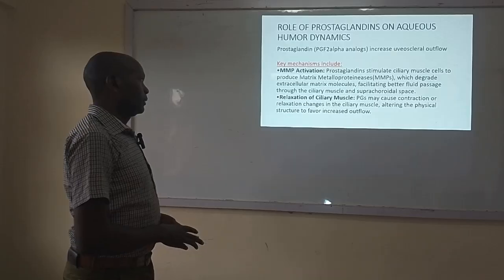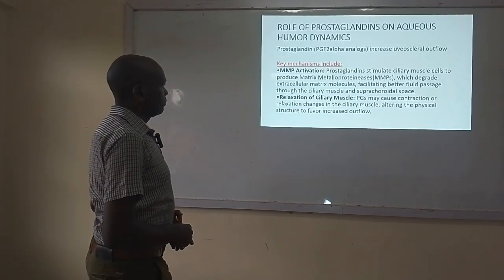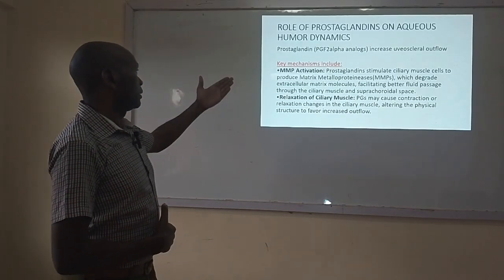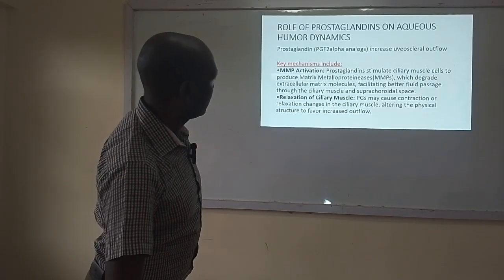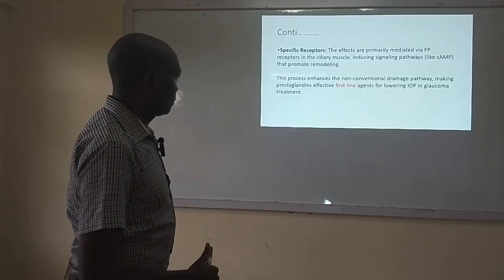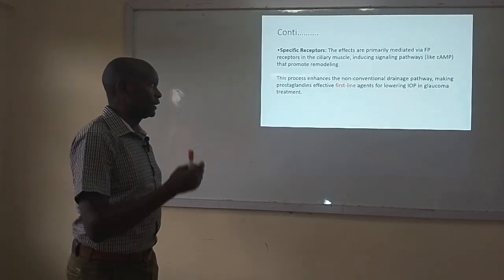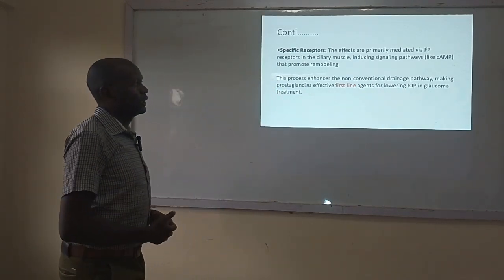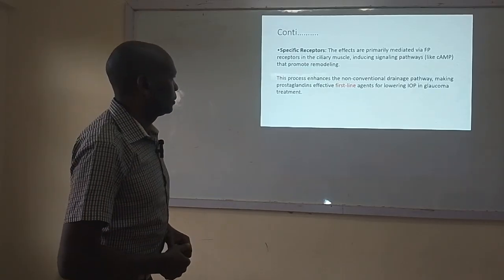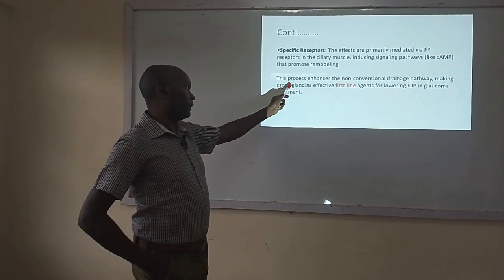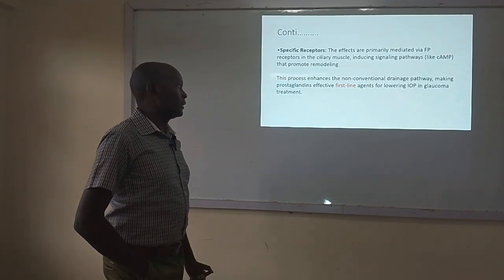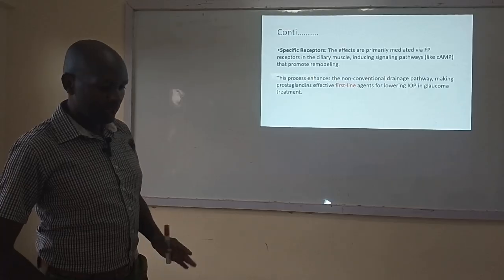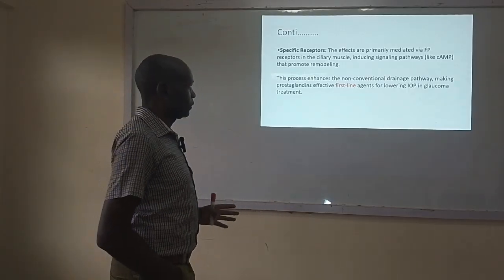And basically from doing that, you enhance outflow of this particular aqueous humor. Something you need to know is that our prostaglandins are effective, and therefore they are the first line agents for lowering increased intraocular pressure in glaucoma treatment. So when it comes to non-conventional drainage issues, then our prostaglandins become the first line, particularly if we are dealing with the uveoscleral outflow, not conventional.